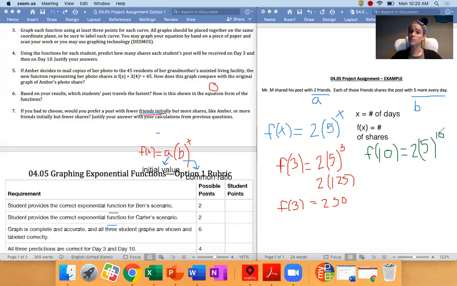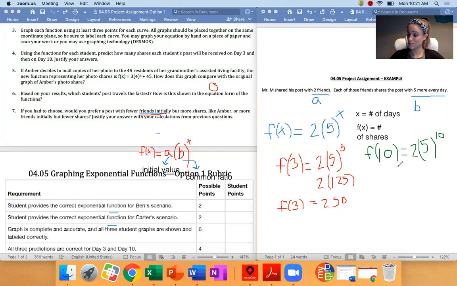Once again, when I go to simplify, I need to follow order of operations. I don't have any parentheses that are grouping symbols. So what comes next is the exponent. So 5 to the 10th power. So that means 5 times itself 10 times. We're going to get a doozy of a number here.